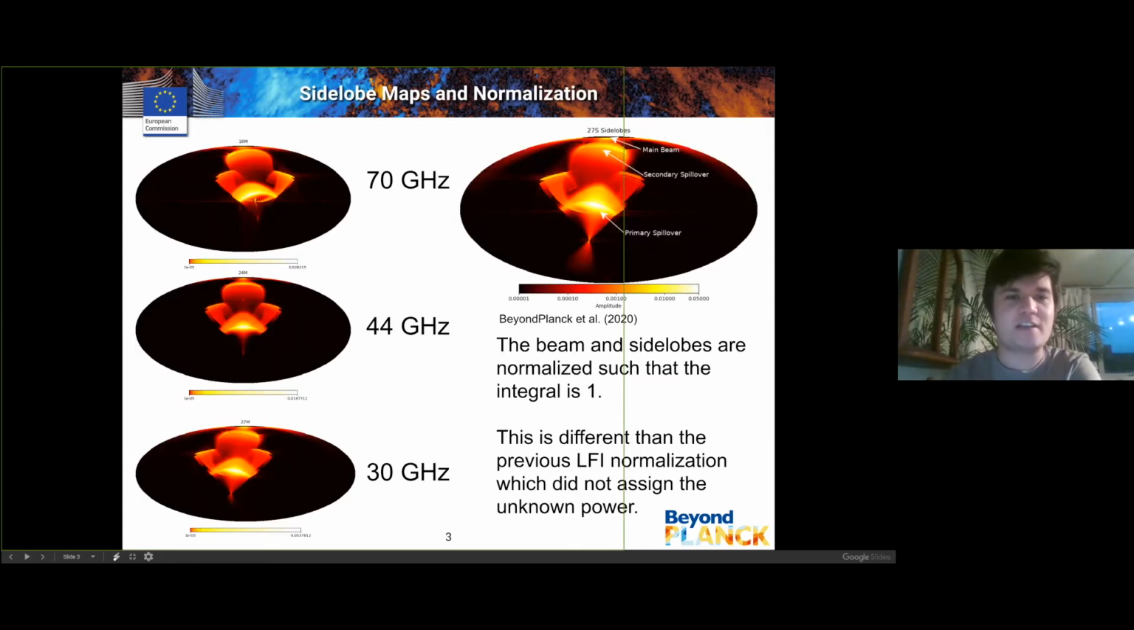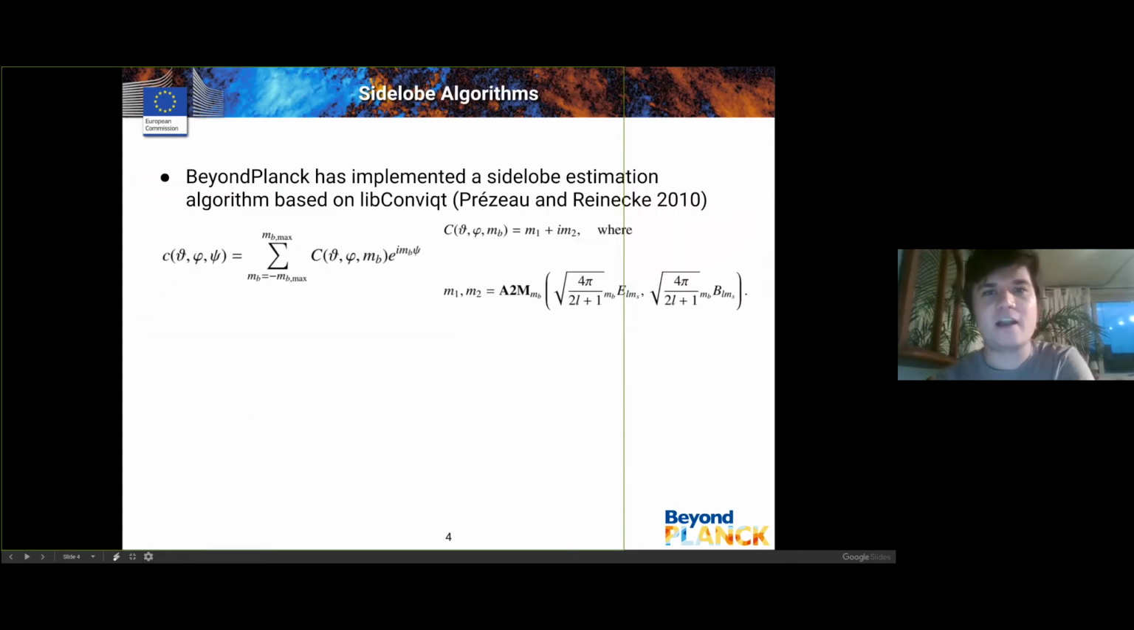On the left, you can see sidelobe maps for the three LFI frequencies, 70, 44, and 30 gigahertz. And on the right at the top, you can see the various parts of these sidelobe beams explained. These maps are made such that the main beam would be pointed directly towards the north pole of this HEALPix map. And then you have these other two main contributions. We have the spillover from the primary mirror, so light that escapes from the primary mirror. And then we also have this dimmer term here that's spillover from the secondary mirror. So these are basically the main contributions to the sidelobe response on the sky that come from the instrument.